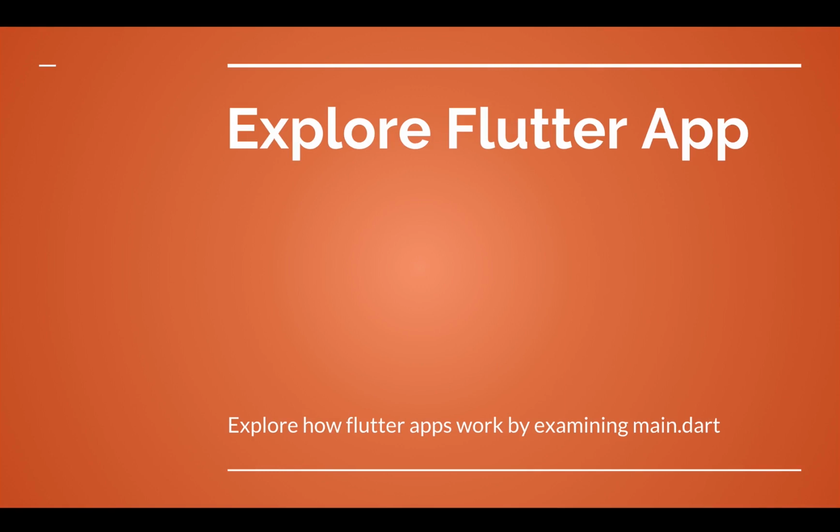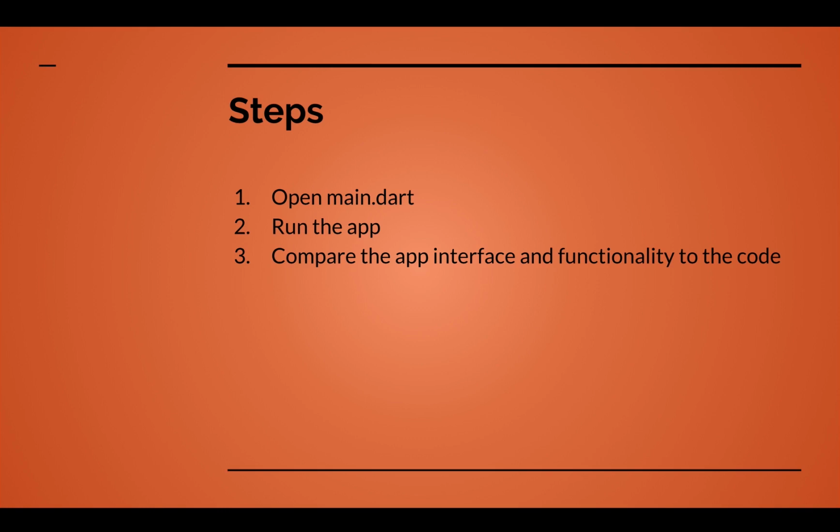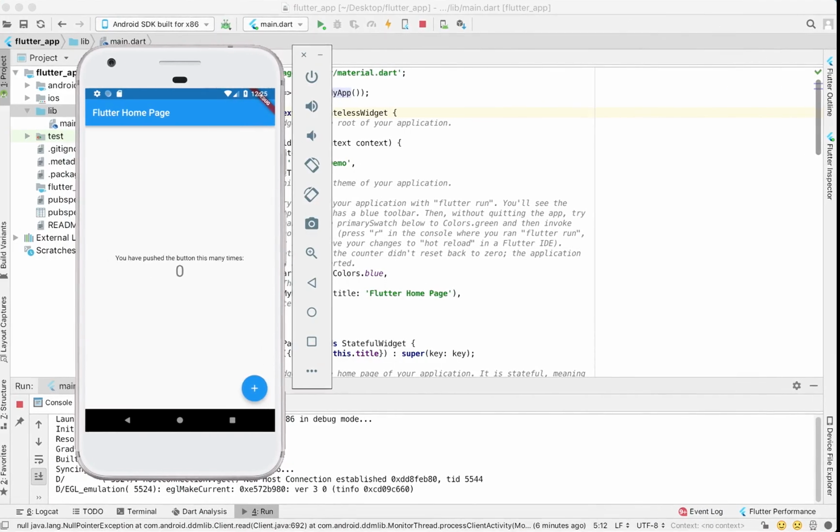What's up everyone, welcome to our tutorial on exploring a Flutter app. Here we're going to explore how Flutter apps actually work by examining some real Dart code. This will all be in main.dart because we'll be loading up that default project that comes loaded with new Flutter projects. So we'll start by opening up main.dart. We'll run the app if we haven't already got it running, and then we'll compare the app interface and the functionality to the code that's written. So let's head on over to our project now.